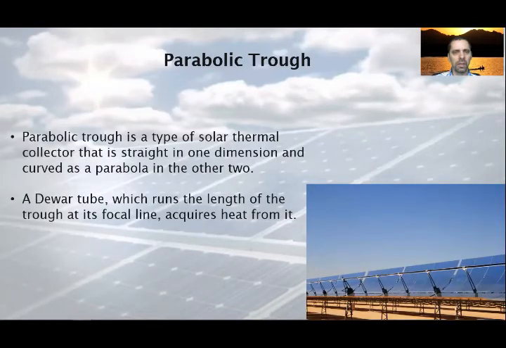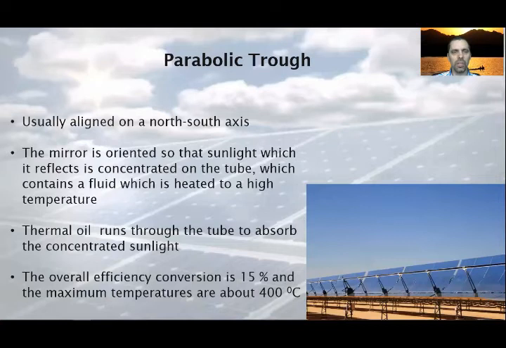Parabolic trough is a type of solar thermal collector that is straight in one dimension and curved as a parabola in the other two. A Dewar tube, which runs the length of the trough at its focal line, acquires heat from it. The system is usually aligned on a north-south axis. The mirror is oriented so that the sunlight which it reflects is concentrated on the tube, which contains a fluid which is heated to a high temperature.